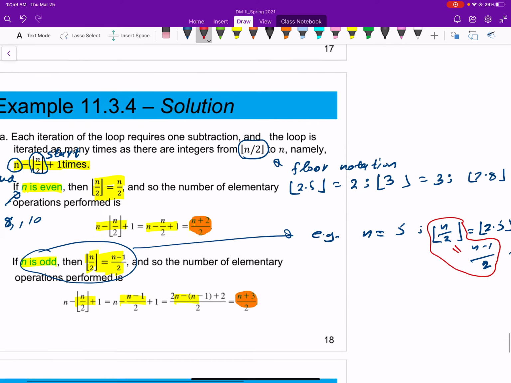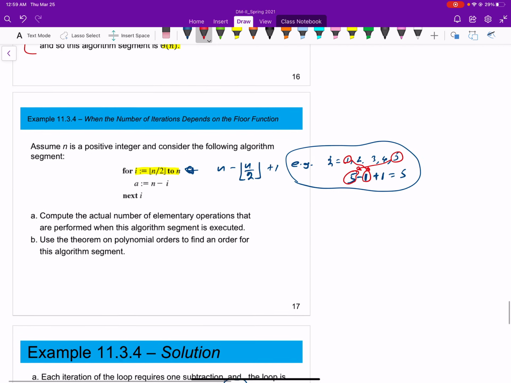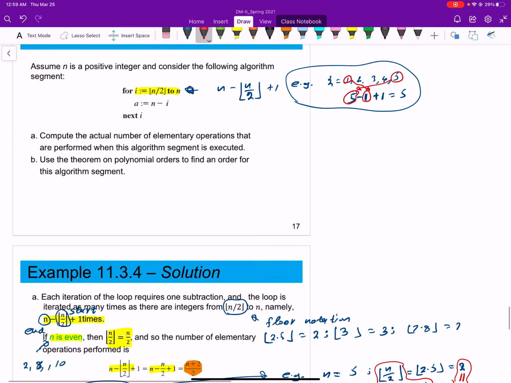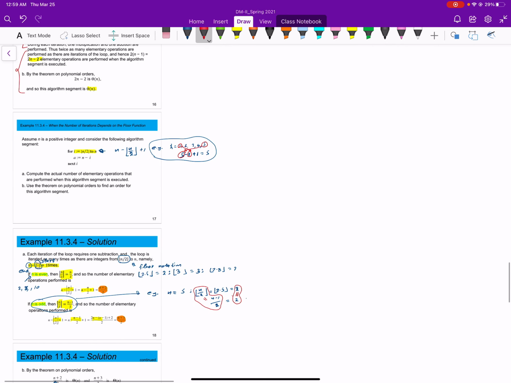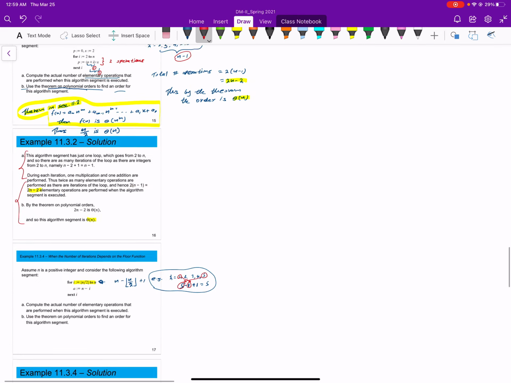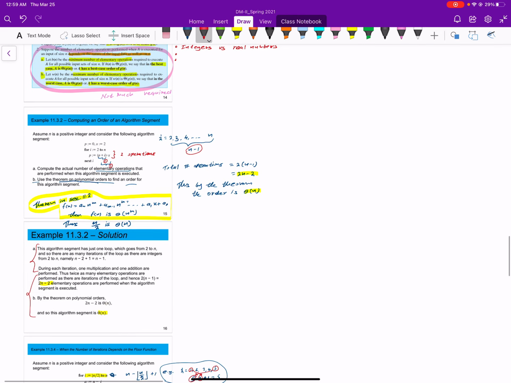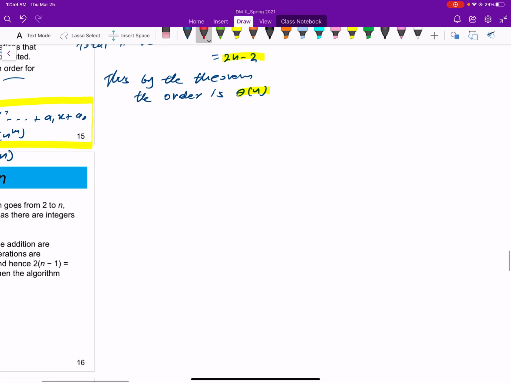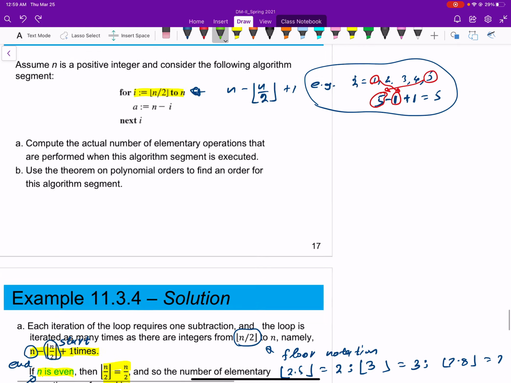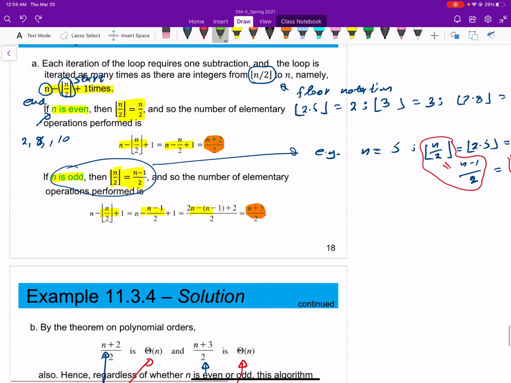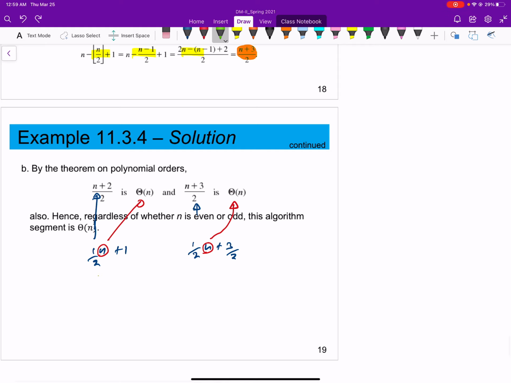All right, so that is by this theorem. Where's the theorem? Somehow the theorem vanished. So let me copy the theorem again. Oh no, the theorem is right here. By this theorem from section 11.2. By using this theorem, we say this is just order theta n.